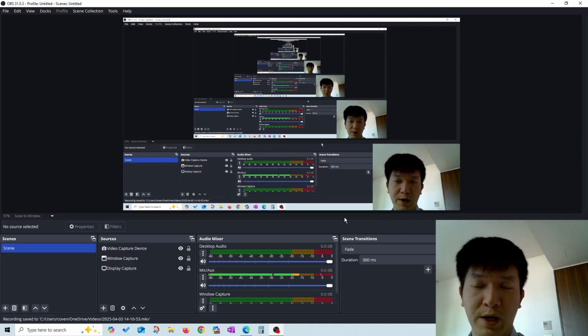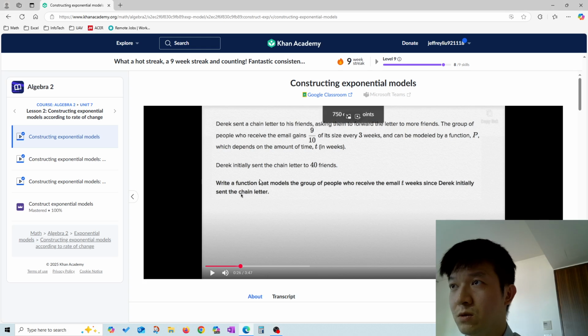Alright guys, welcome back. So last time we did not do lesson 2, right? So constructing exponential models. Derek sent chain letters to his friends and this is the model.